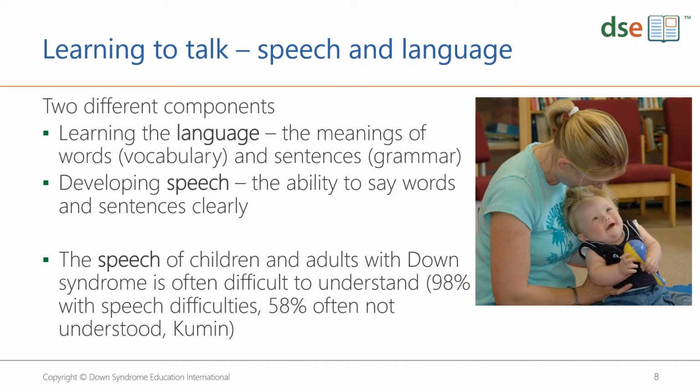Why do we need to focus in on speech? Because the speech of children and adults is often very difficult to understand. Research by people like Libby Kumin in the States has shown that parents report almost every young person with Down syndrome has some speech difficulty. In other words, they aren't able to speak as clearly as most of us take for granted. And that for approximately 6 out of 10, they're often not understood by people who are not familiar with them. That has a considerable impact on their ability to make friends, to communicate in school, to communicate in the community.